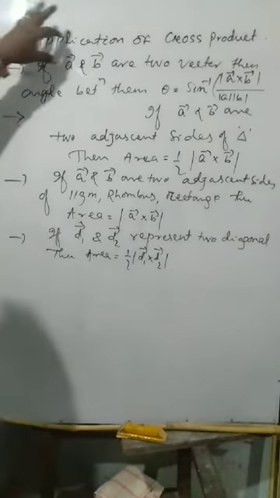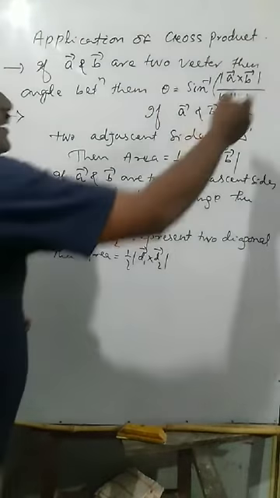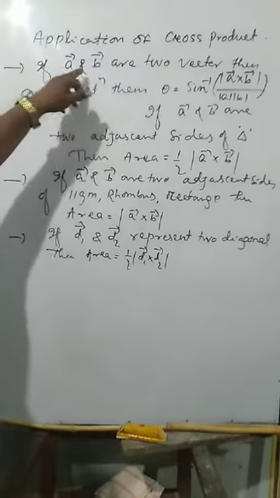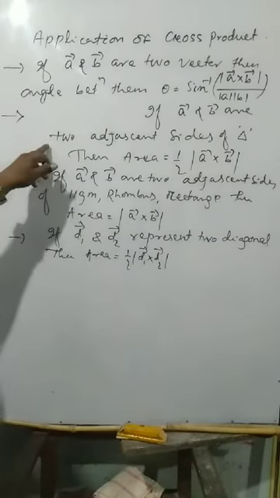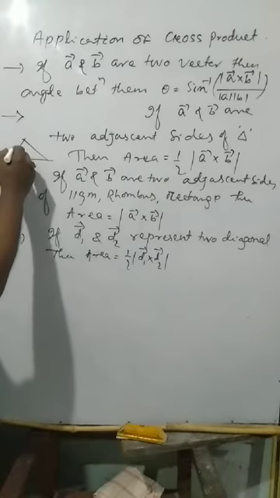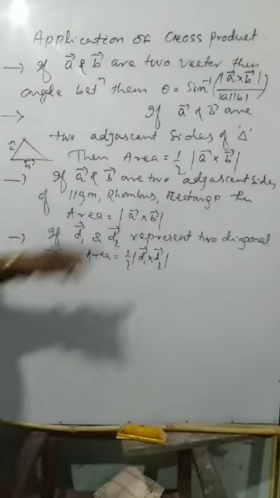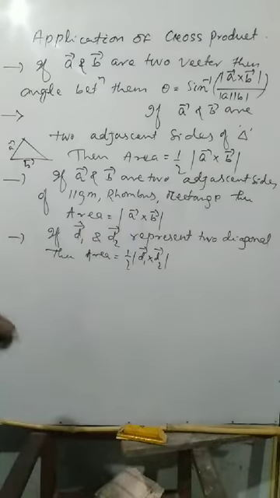The first application is to find the angle between two vectors. Here the angle between the two vectors is theta equal to sin inverse. If A and B are the two vectors, then you apply this formula. Here, for the adjacent sides of the triangle, you look at two sides: this side A vector and this side B vector. Then the area can be written as half of the magnitude of A cross B.